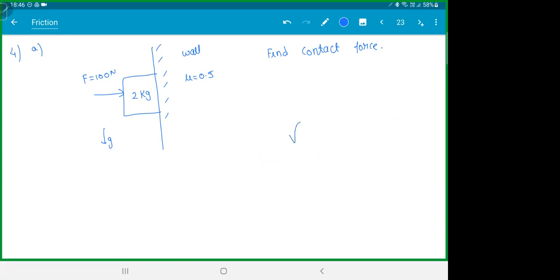So contact force was root of N square plus F square. That is 14. N is not 40. We have 100. Interesting. Anything else? 30 seconds more. This is an easy one. Come on.